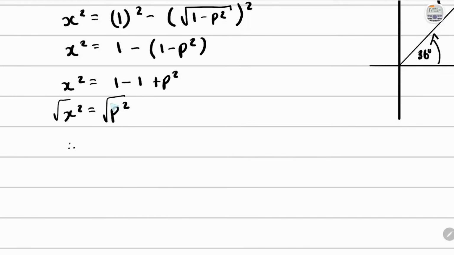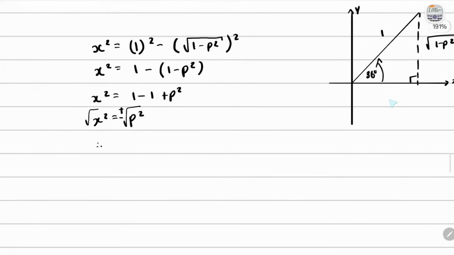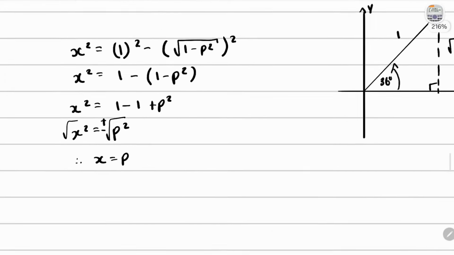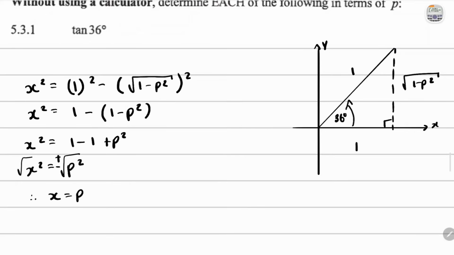Therefore, if you square root both hand sides, of course we would have to consider the positive and negative solution, but we're solving for x and you can see that x is in the positive part of the x-axis. So it's going to be positive p. So there we go. Okay, so x is equal to positive p, and we can put that down there.